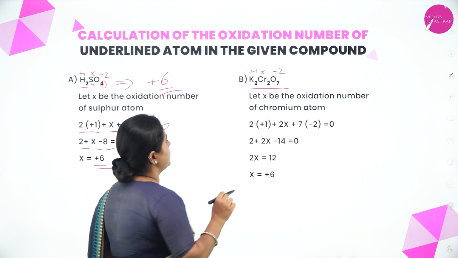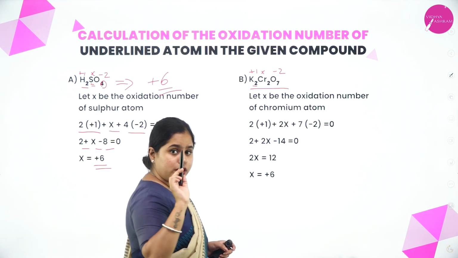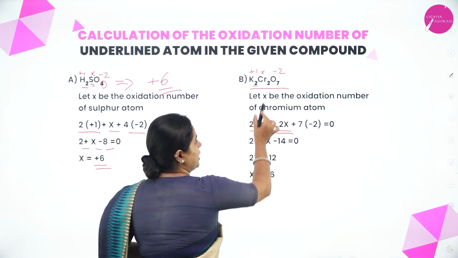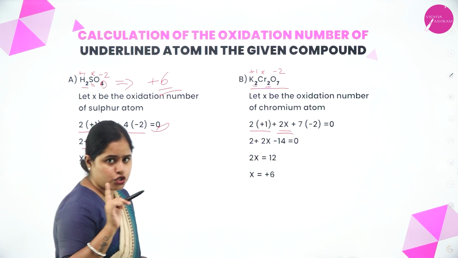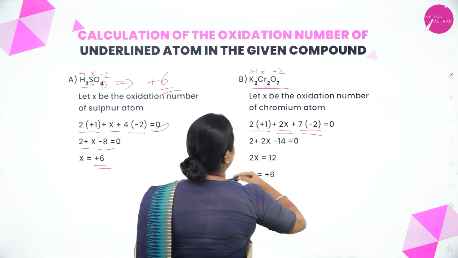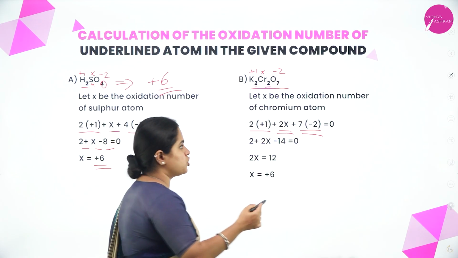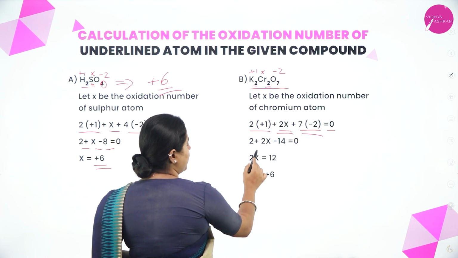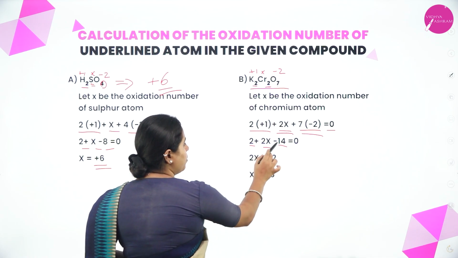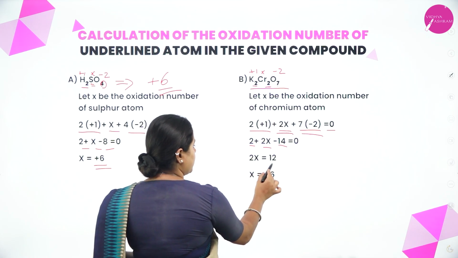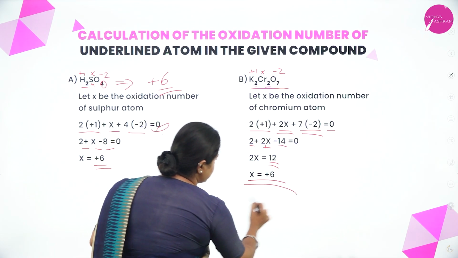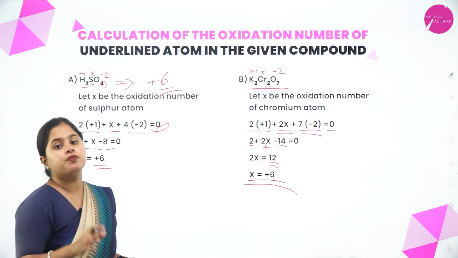So now let's start calculating. How many atoms of potassium are there? 2. So it is 2 into +1, plus 2x. Why have I written 2x here? Again, you have 2 atoms of chromium here, it's not just 1. So instead of taking x, you have to take 2x. Plus 7 into -2, as there are 7 atoms of oxygen, and again it will be equal to 0. So 2 into 1 is 2, 2x again here, and 7 into -2 is -14, equal to 0. -14 plus 2 is -12. If you take -12 to the other side, it becomes +12. So 2x is equal to 12 and x will be equal to +6. So what is the oxidation number of chromium?